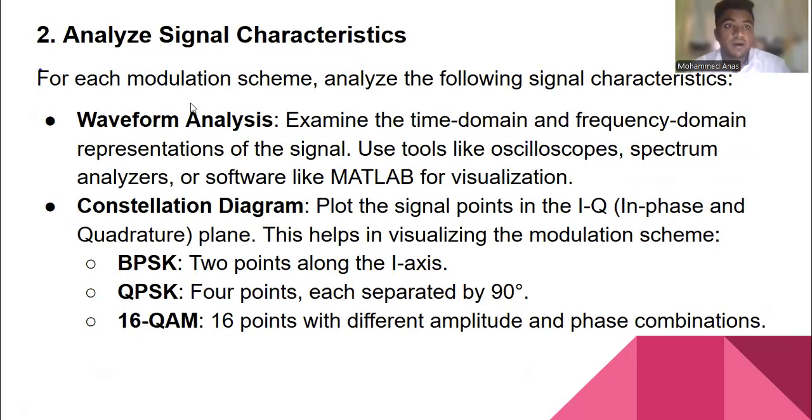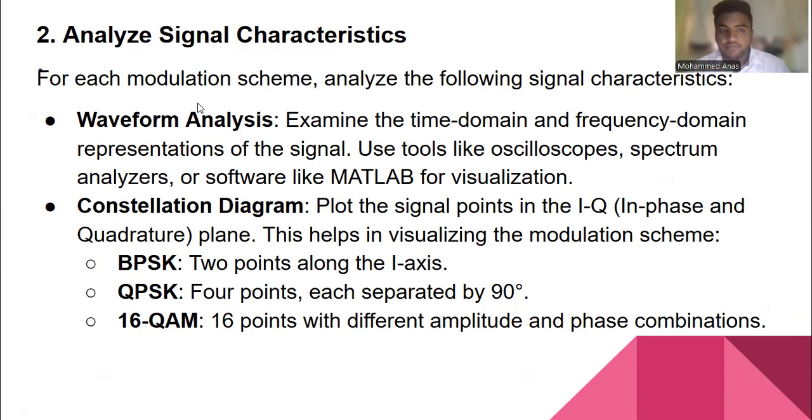In the second step, analyze signal characteristics. In the first step, what we have done is identify the technique which we are going to use. Second one, analyze the characteristics. For each modulation scheme, analyze the following signal characteristics. First, waveform analysis. How can we analyze the waveform? Examine the time domain and frequency domain relationship of the signal. Use tools like oscilloscopes, spectrum analyzers, or software like MATLAB for visualization.